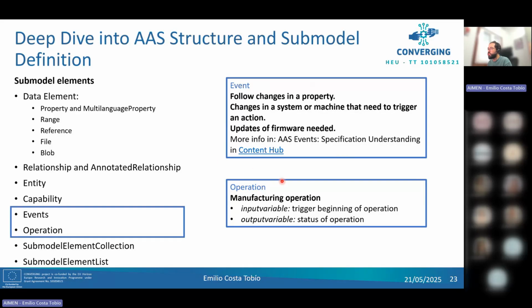So you could check this out if you feel you need to use events for your use cases. And then we also have operations, which are this type of property that has inputs and outputs. So if you have a manufacturing operation that has a trigger as an input and a status, for example, the status the operation is running or is in manual state or anything like that as an output, you could use the operation to establish this information.